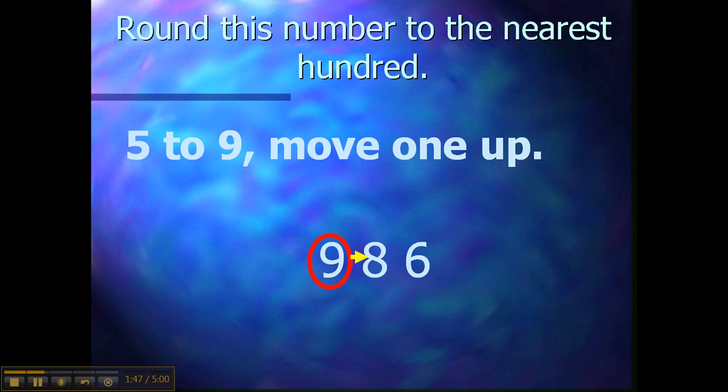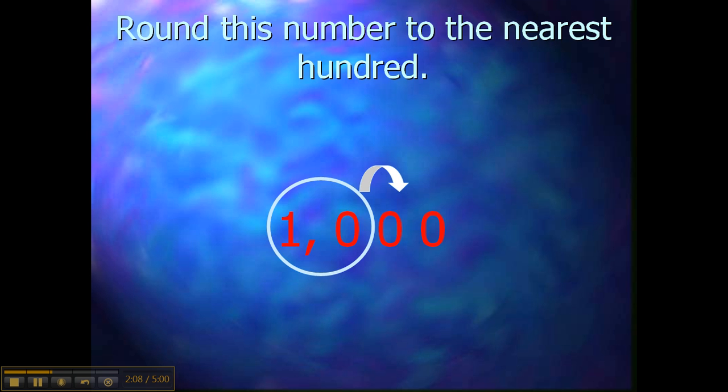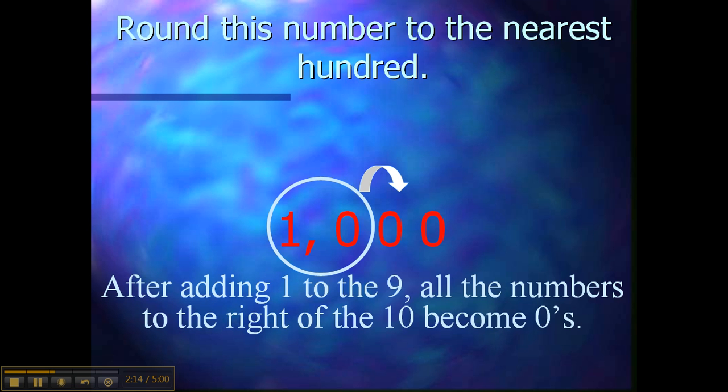So this number 8, boys and girls, it is big. It's 5 or more, or 5 to 9. So we're going to move 1 up. Which one are we going to move 1 up? The number that we circled, or the place that we're looking at, which is our hundreds place. So we're going to add 1 to the number 9. And what's 9 plus 1? That number is 10. And then everything else, according to our rhyme, becomes 0.